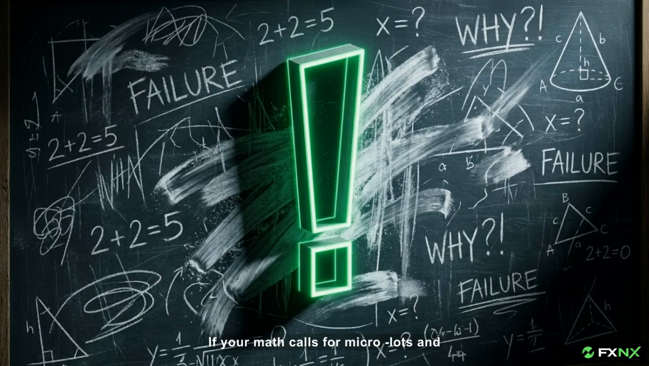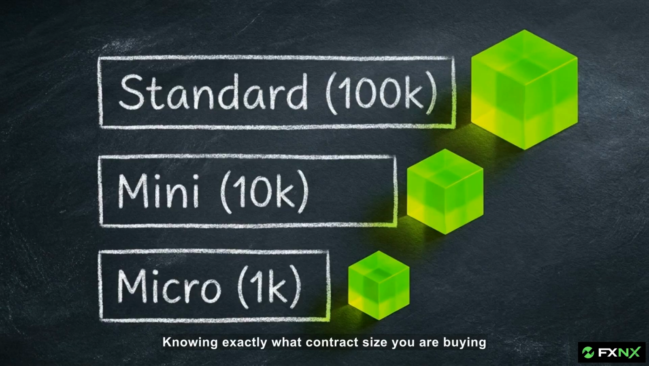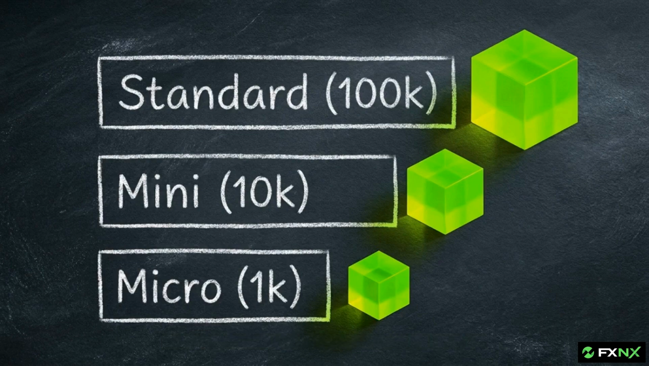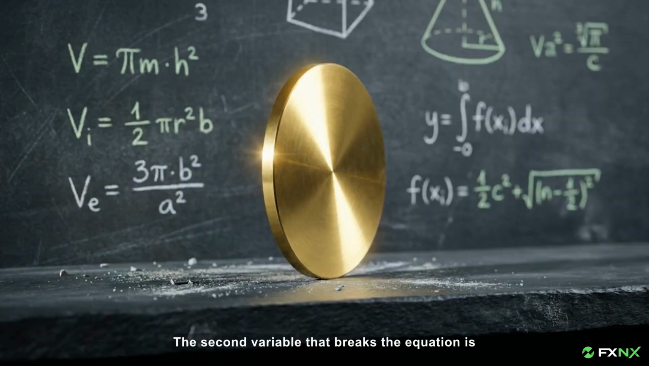If your math calls for micro lots and you accidentally enter standard lots, you instantly multiply your intended risk by 100. Knowing exactly what contract size you are buying is the mandatory first step to ensuring your execution matches your risk tolerance. The second variable that breaks the equation is the pip value.